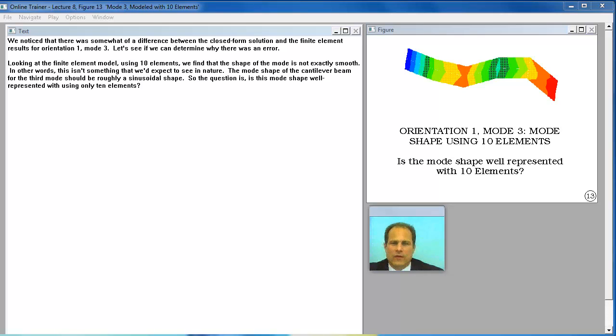We noticed that there was somewhat of a difference between the closed form solution and the finite element results for orientation 1, mode 3. Let's see if we can determine why there was an error. Looking at the finite element model, using 10 shell elements, we find that the shape of the mode is not exactly smooth. In other words, this isn't something that we'd expect to see in nature. The mode shape of the cantilever beam for the third mode should be roughly a sinusoidal shape. So the question is, is this mode shape well represented using only 10 elements?